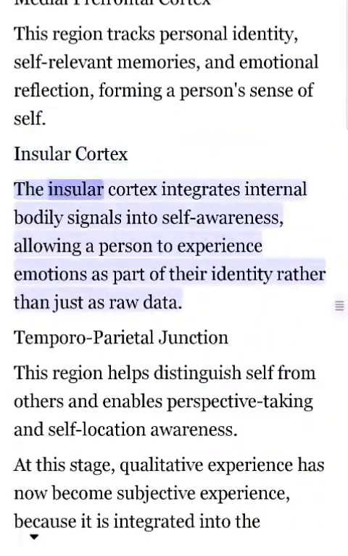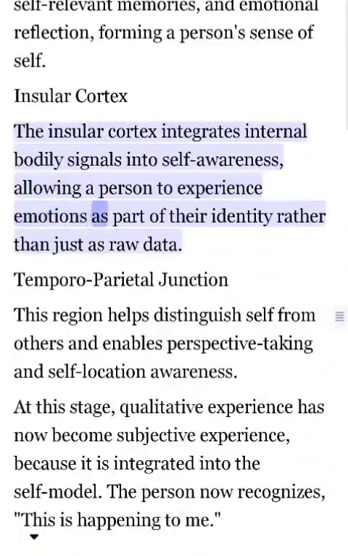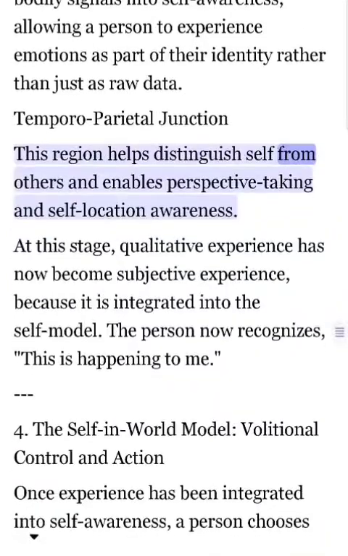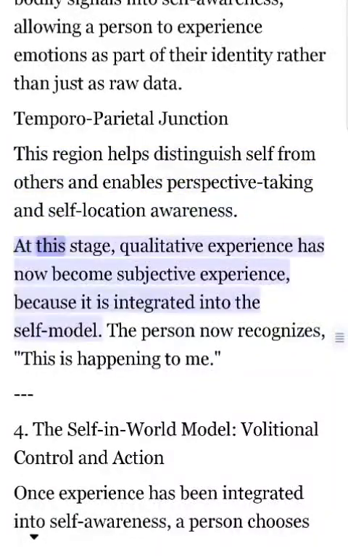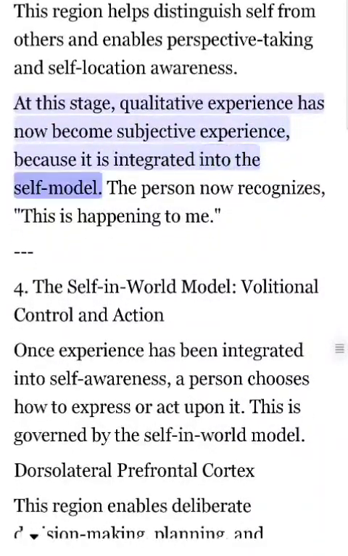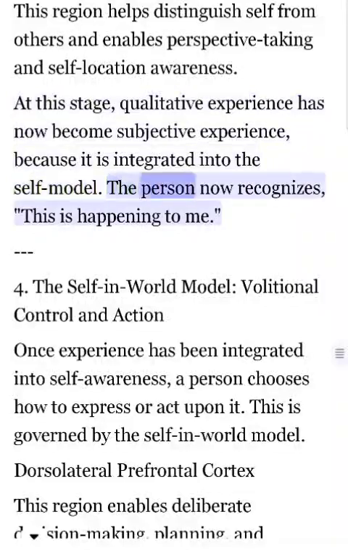Insular cortex. The insular cortex integrates internal bodily signals into self-awareness, allowing a person to experience emotions as part of their identity rather than just as raw data. Temporoparietal junction. This region helps distinguish self from others and enables perspective taking and self-location awareness. At this stage, qualitative experience has now become subjective experience, because it is integrated into the self model. The person now recognizes, this is happening to me.